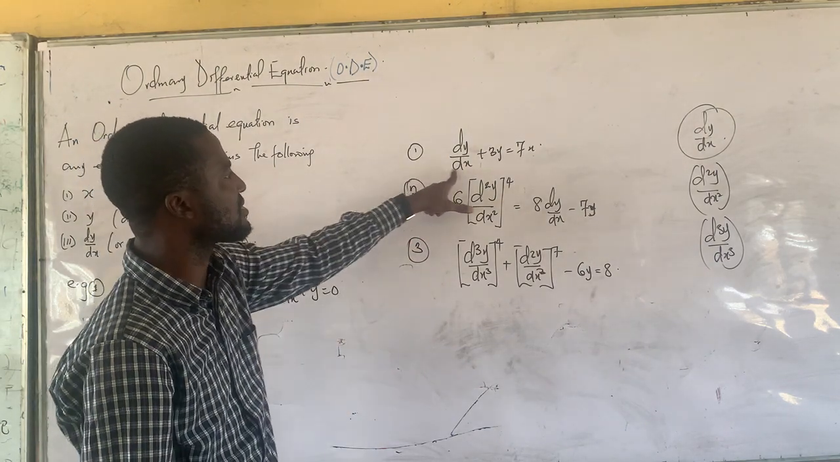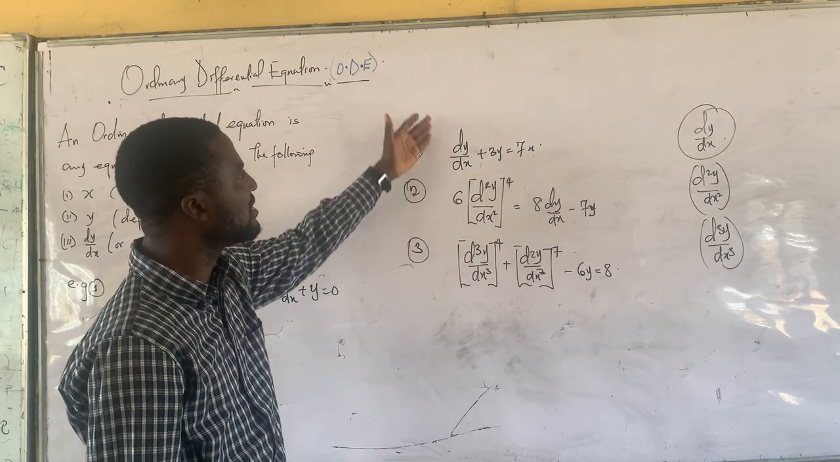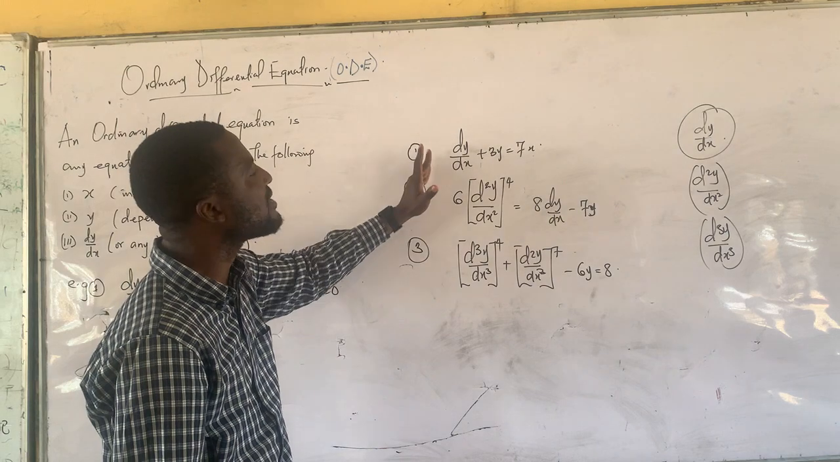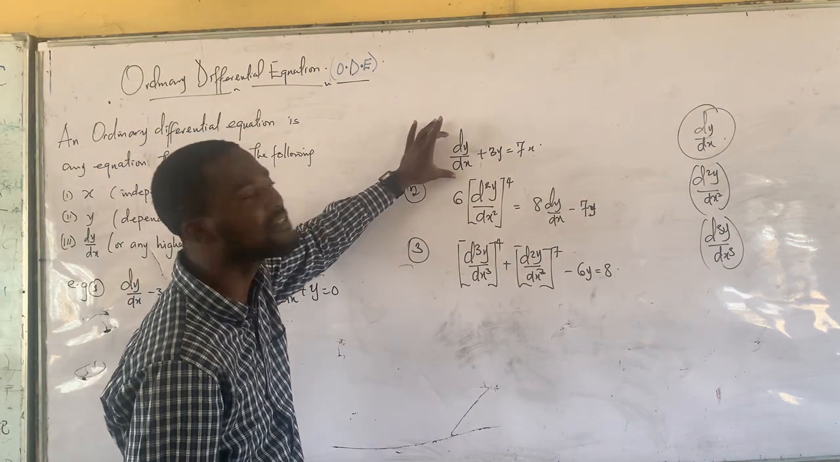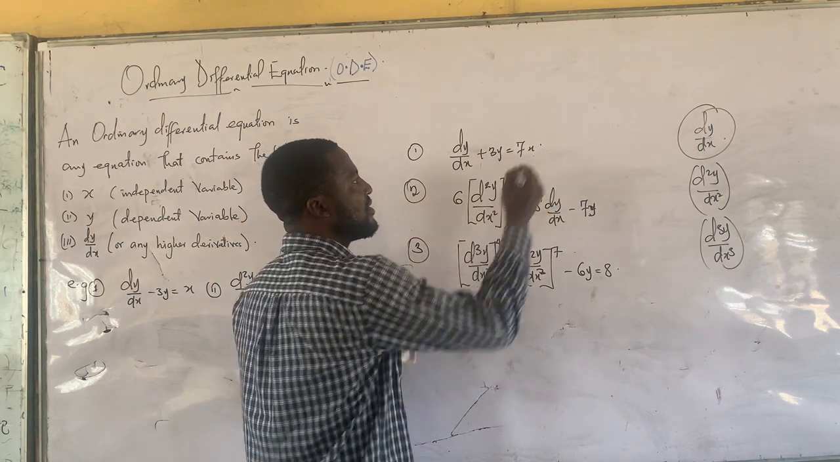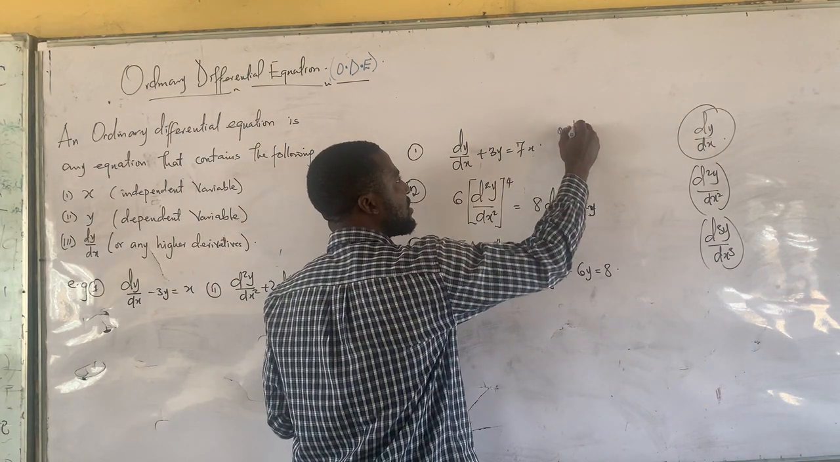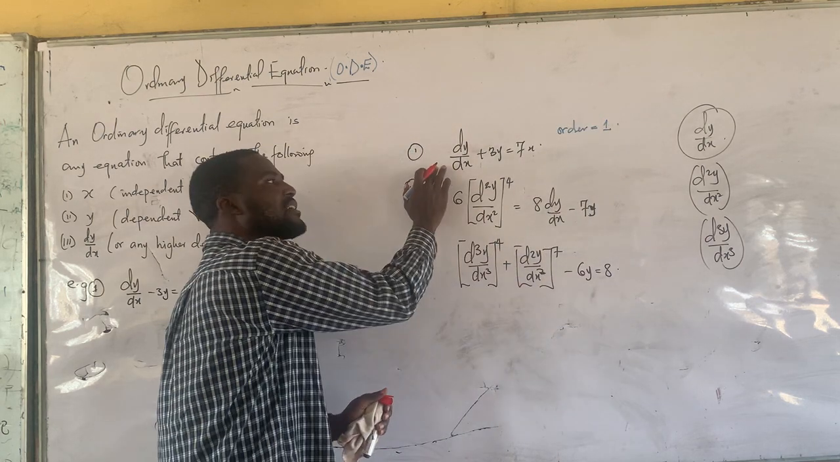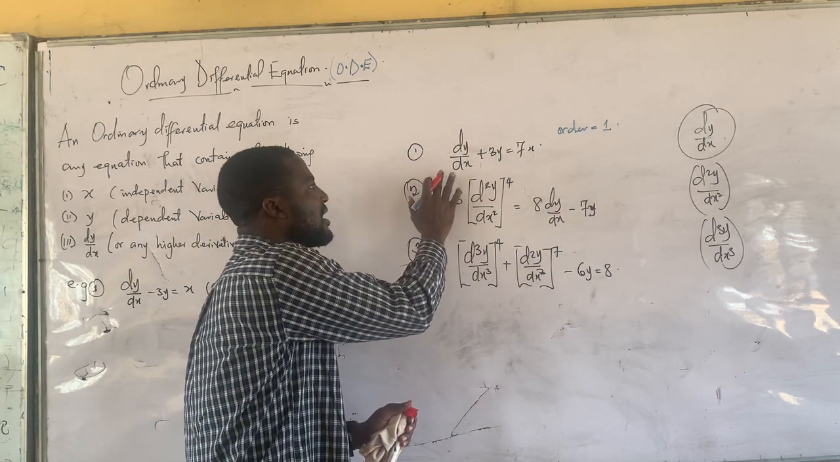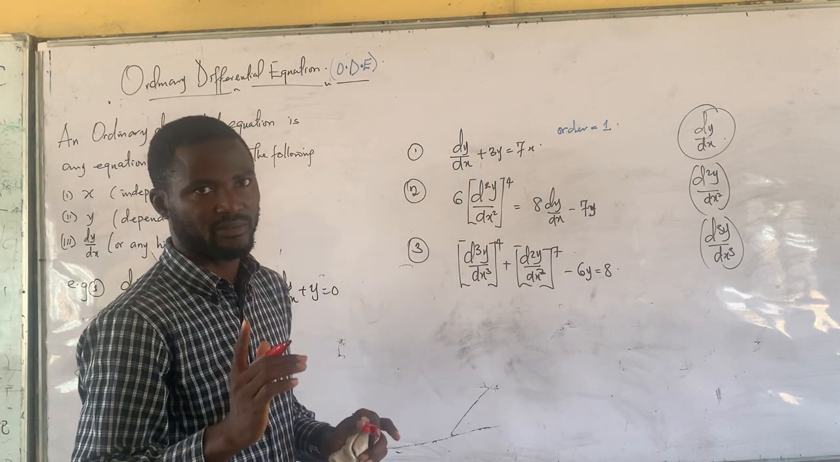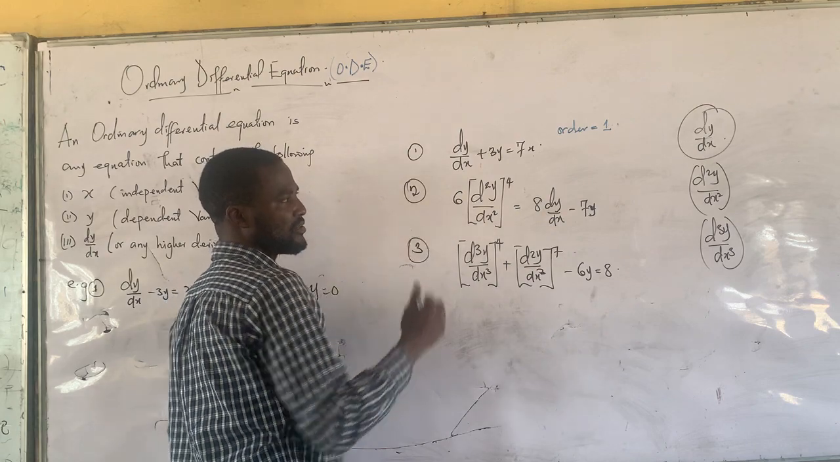Now, if we look at this, we'll see that the only derivative we have here is dy/dx. And the dy/dx shows that we have only differentiated once. By that, I can tell you that the order of this differential equation in this first question is 1. So this is a differential equation of order 1. I think we are clear with that. Now, we'll go to the second one.